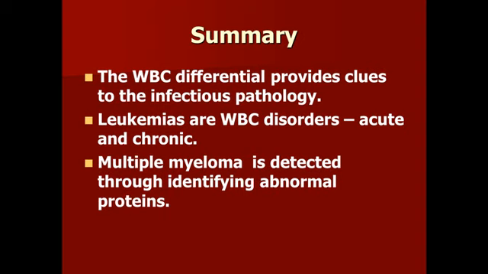Leukemias or white blood cell disorders occur both in acute and chronic forms, remembering that in an acute leukemia, you have a lot of undifferentiated cells. In a chronic leukemia, you have a lot of differentiated cells, but they don't do their job. Multiple myeloma is detected through identifying abnormal proteins, and those abnormal proteins lead to breakdown and destruction of the bone, and the systemic effects can also cause kidney failure.